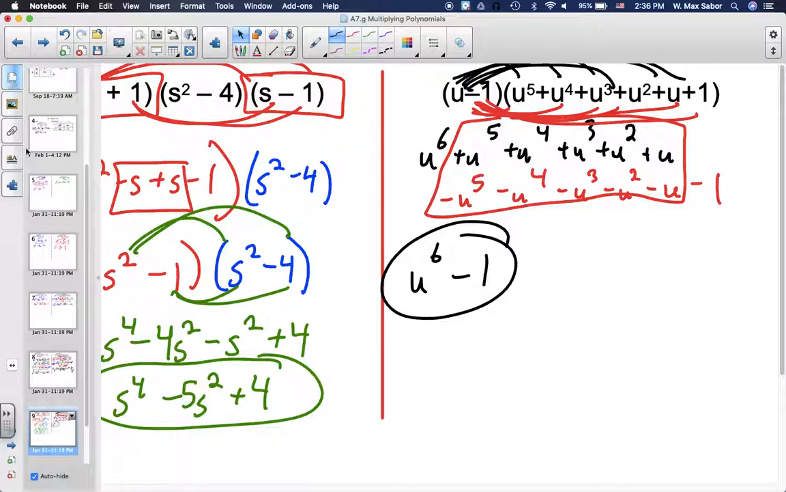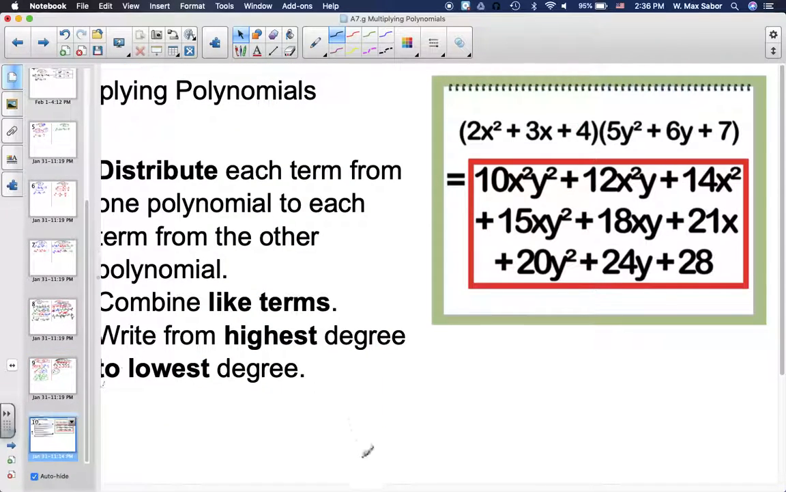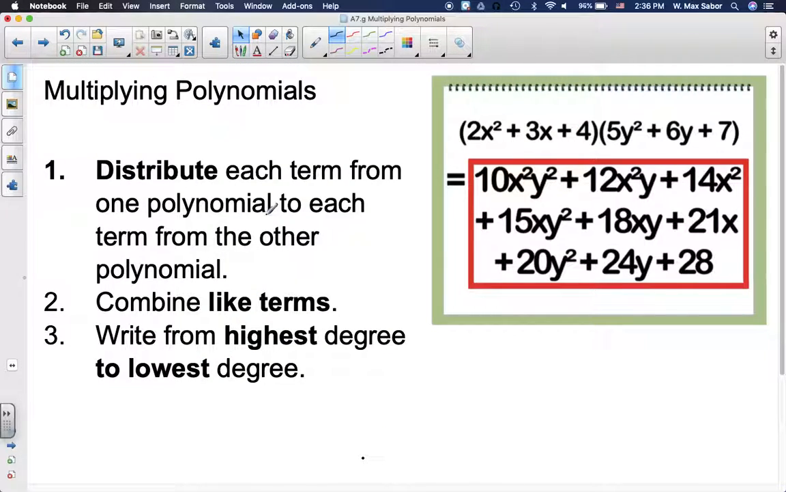And that is how we multiply polynomials. So what we did was we distributed each term from one polynomial to each term from the other, combined like terms, and wrote from the highest degree to the lowest.